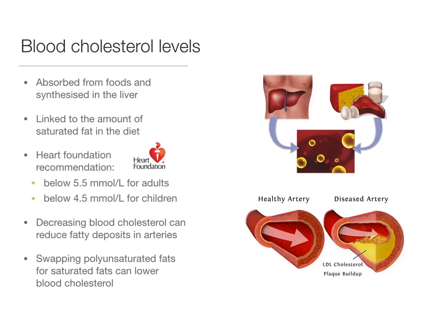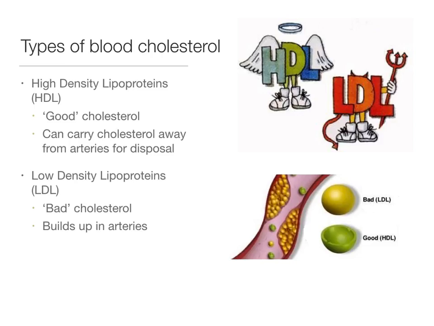The reason for limiting blood cholesterol levels is that reducing blood cholesterol can reduce fatty deposits in arteries. One way to do that is to swap polyunsaturated fat for saturated fats in the diet. There are 2 main types of blood cholesterol. One's good and one's bad, as shown by the cartoon at right showing the angel and the devil.